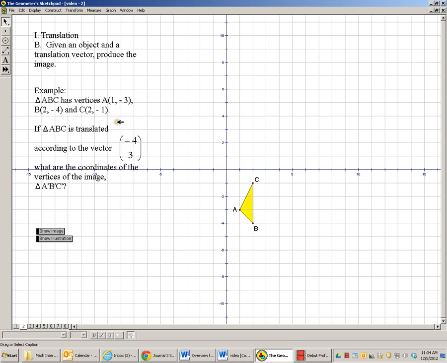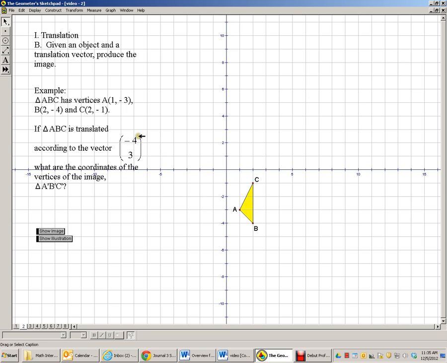So starting with the translation. It's a pretty easy one to do, and I'm just going to start with an example to illustrate it. If we have a triangle ABC with vertices 1, -3 for A, B is 2, -4, C is 2, -1, just as I have drawn over here. If we translate triangle ABC according to the vector -4, 3, what are the coordinates of the vertices of the image triangle A prime, B prime, C prime?